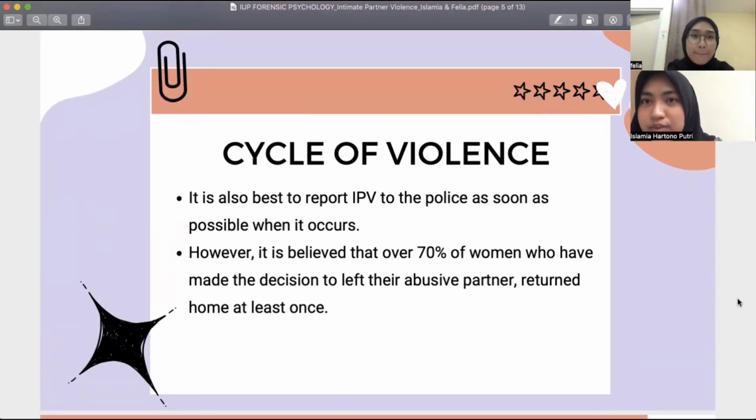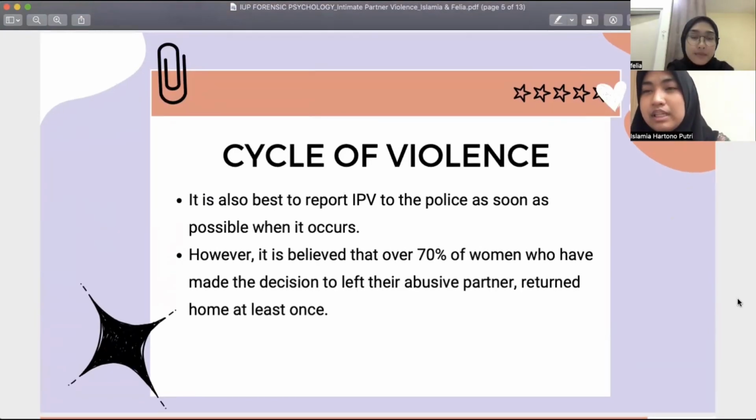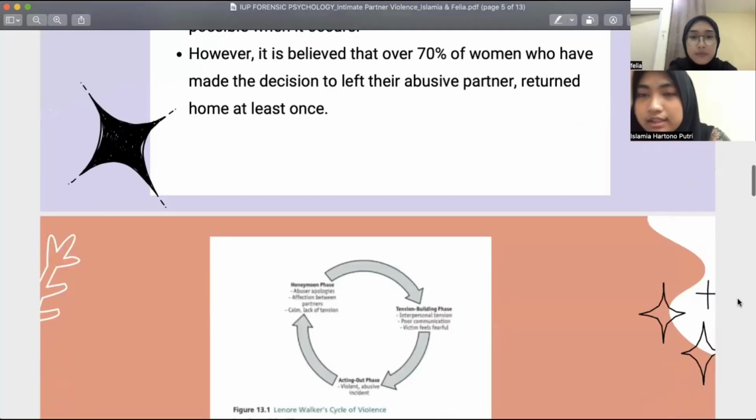Okay, so next we're going to discuss the cycle of violence. It is best to report intimate partner violence to the police as soon as possible when it occurs. However, it is believed that over 70% of women who have made the decision to leave their abusive partner ended up returning home at least once.